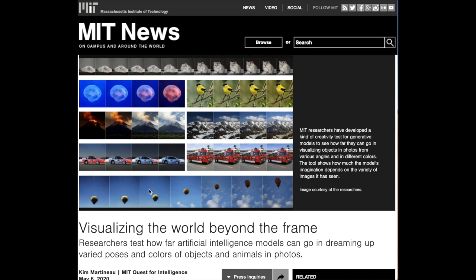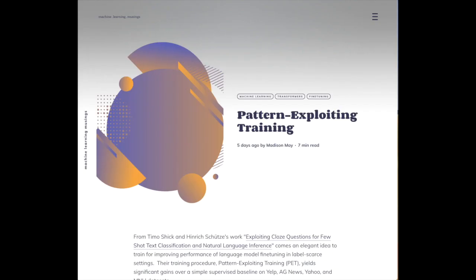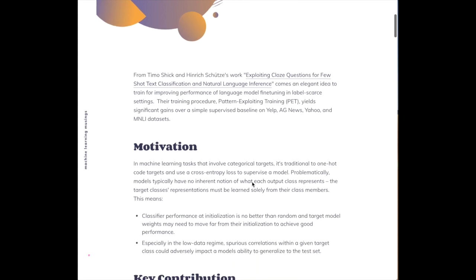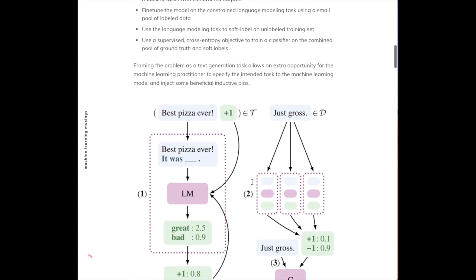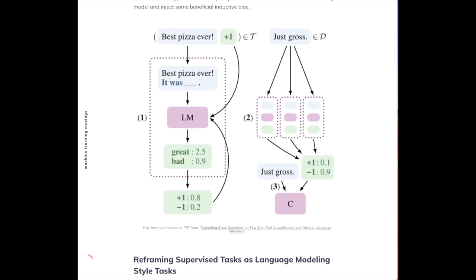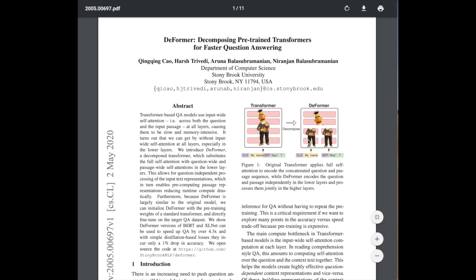We will also look at a great article from Madison May on pragmatic ML about pattern exploiting training to overcome challenges of limited labeled data in text classification and natural language inference. Finally, we'll look at the deformer, a slight architecture variant to speed up question answering inference.